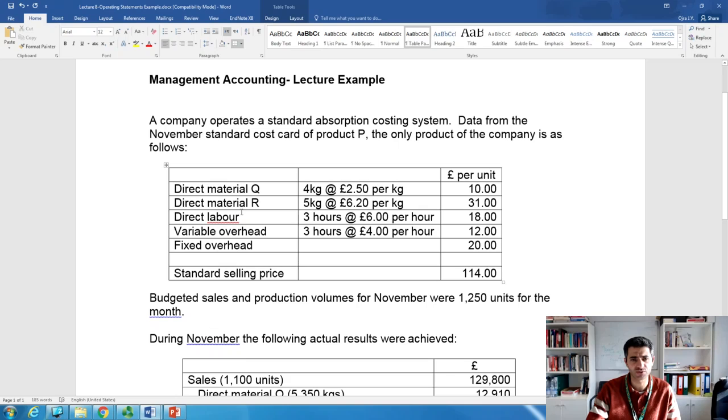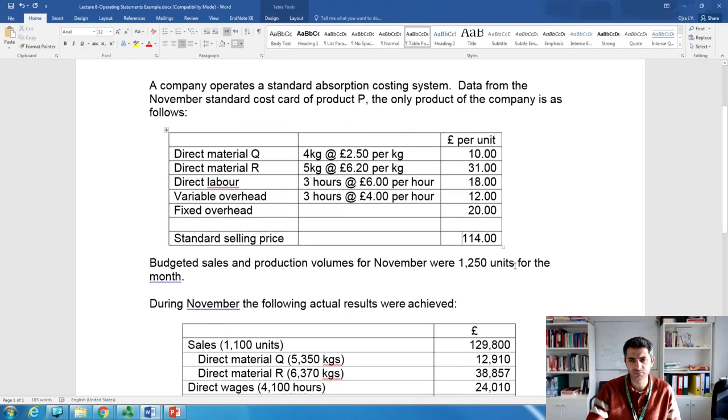That's all budgeted. We have direct labor, budgeted 3 hours times 6 pounds per hour, 18. Variable overhead is 3 hours because it's related to labor, times 4 pounds per hour, equal to 12. Fixed overhead per unit equals 20. So these are all the budgeted costs per unit, and the budgeted selling price per unit is 114 pounds. In terms of the volume, it is 1,250 units.